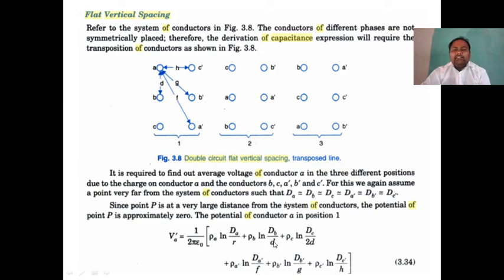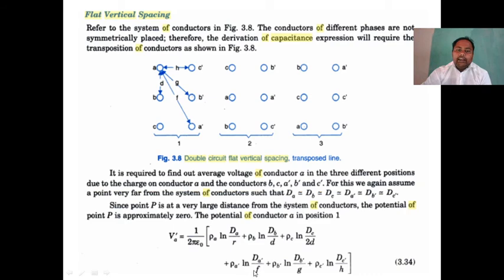So why do we consider D? The distance between conductor A and B is D. Just like that, we write the equation once again: rho C log dC by 2D. Why have we written 2D? The distance between conductor A and C is 2D.